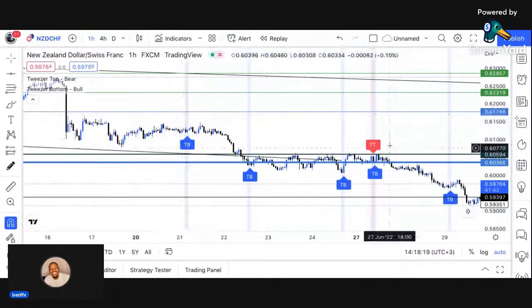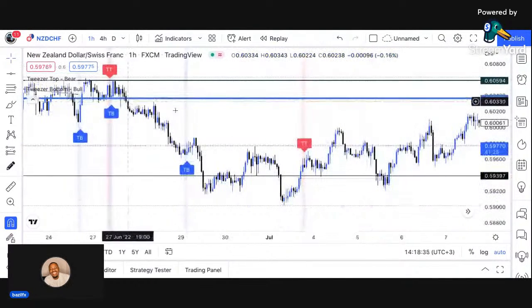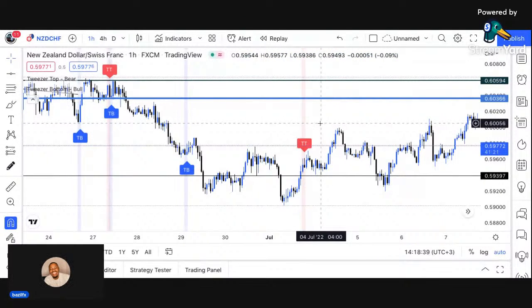Because tweezers are supposed to be the same. You get what I'm saying? The bodies have to be the same and the wicks have to be the same. Do you understand me, guys? That's why I don't trade the tweezers. So, guys, this is my TradingView, and that's how you can find these candles, and then you can backtest them on your charts. You can definitely backtest them on your charts.